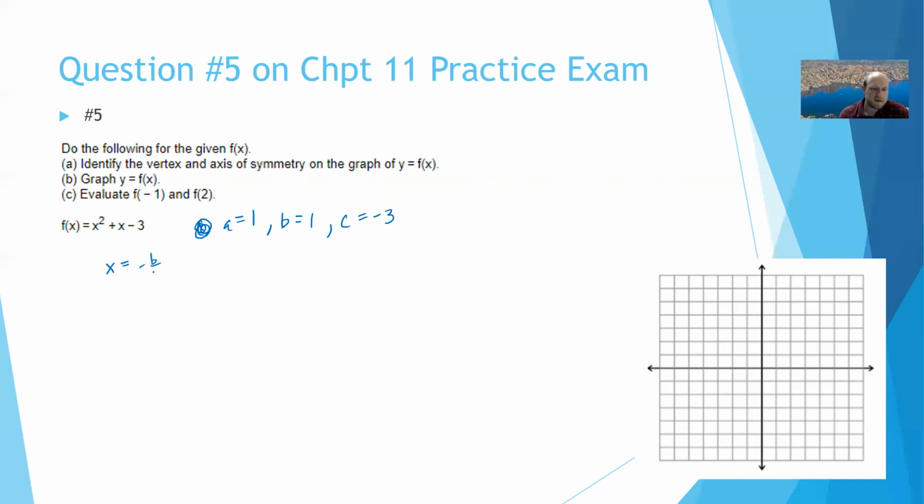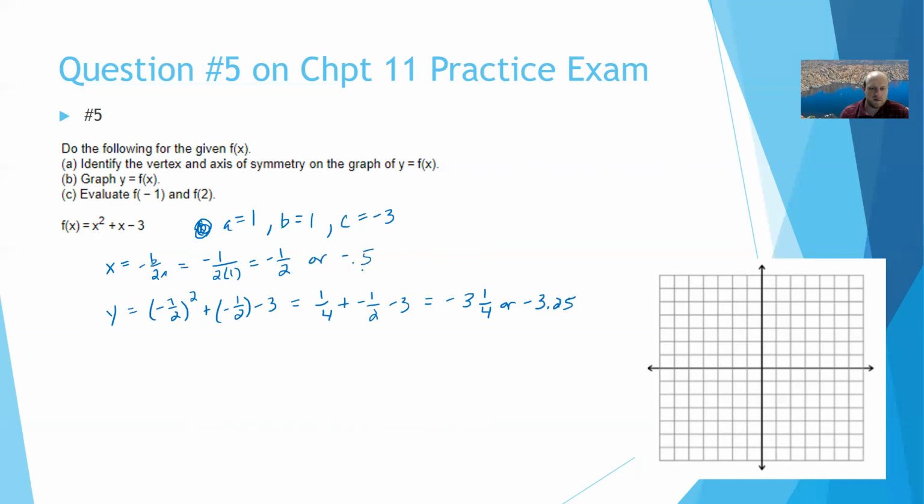So let's use our formula to find the x coordinate of the vertex, -b/2a. So I'd have -1 over 2 times 1, which is -1/2. And then for the y coordinate, I'm just going to substitute -1/2 back into my original equation of the function. That all simplifies down to 1/4 plus -1/2 minus 3, which is -3¼ or -3.25. And by the way, -1/2 is also -0.5.